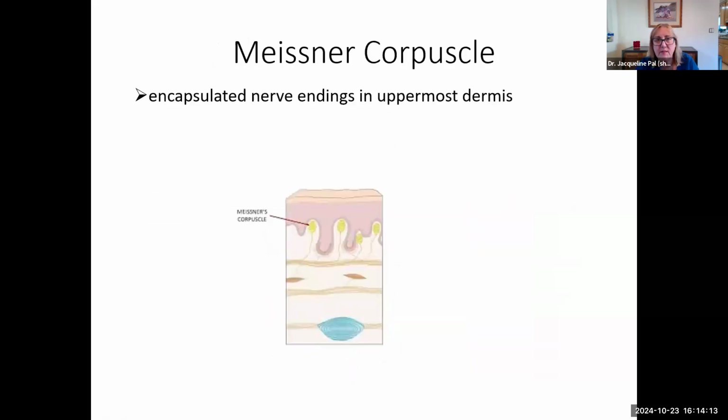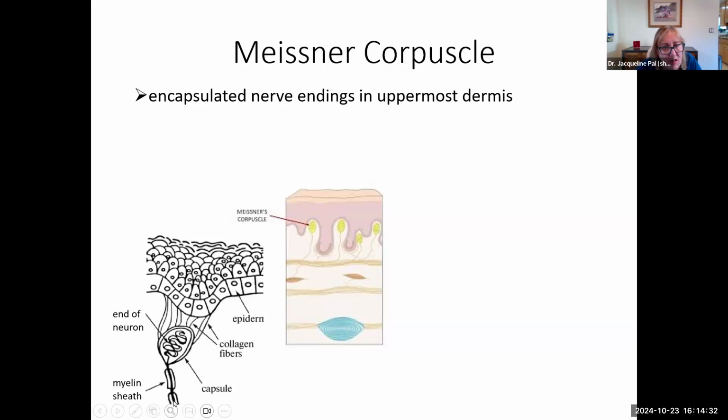The second type of sensory receptor I want to talk about is the Meissner corpuscle. This is what we call an encapsulated nerve ending. So it's not just a free nerve ending, and it's not a cell. What it is, we have a nerve ending that now has a connective tissue capsule around it. So here's what it looks like. Here's the nerve coming up. It's got a myelin sheath, and here's the end of the neuron. And now we have a connective tissue capsule around it. And that connective tissue capsule has these collagen fibers.